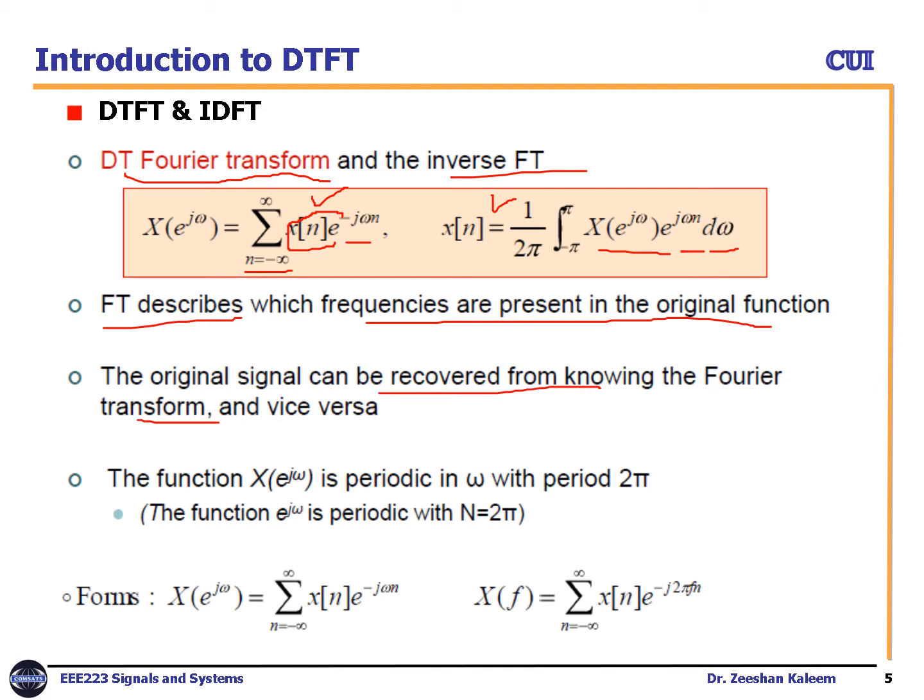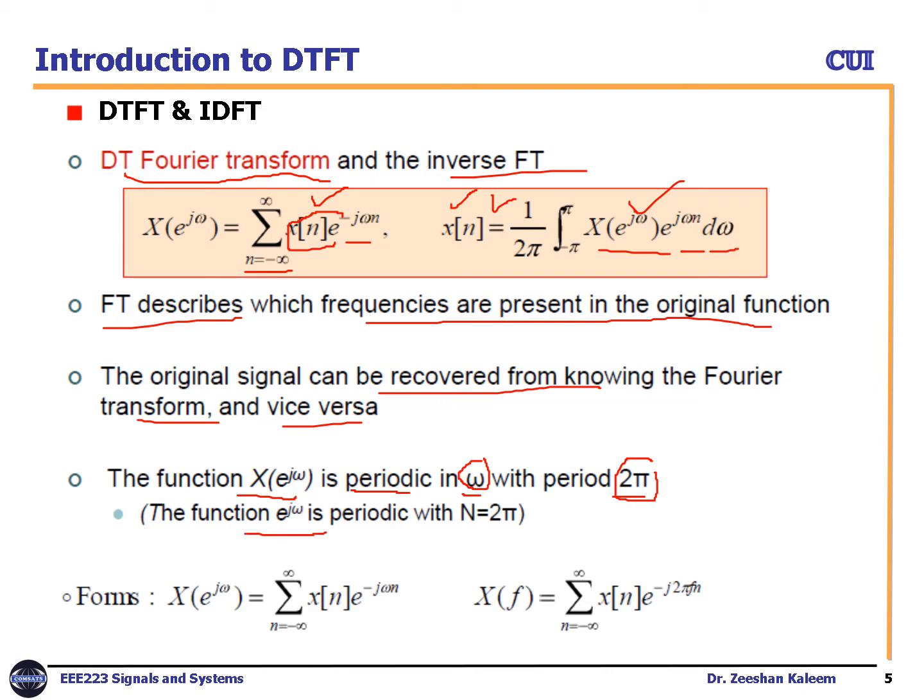So if you want to recover the original signal, for example x of n, and you have the Fourier transform X of e^(j omega), you can recover the original signal and vice versa. The function X of e^(j omega) is periodic in omega. Periodic in omega means that in the omega domain it repeats itself. But what will be the period? 2 pi will be the period, and the periodicity is in the omega domain.